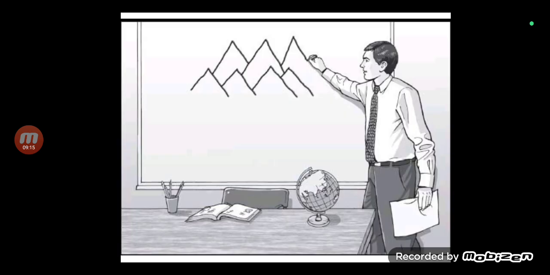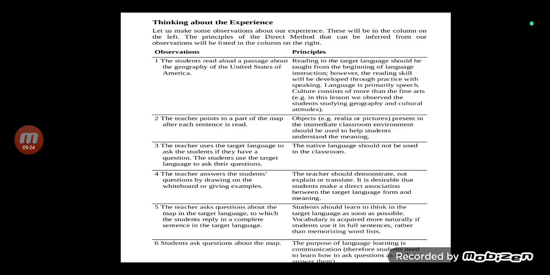So this is the map, these are mountains, and you know everything right now is clear by this picture. So thinking about the experience, observations, principles.